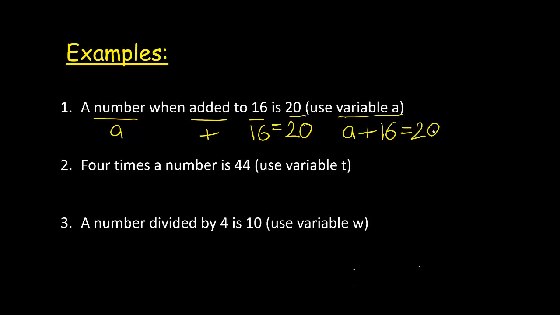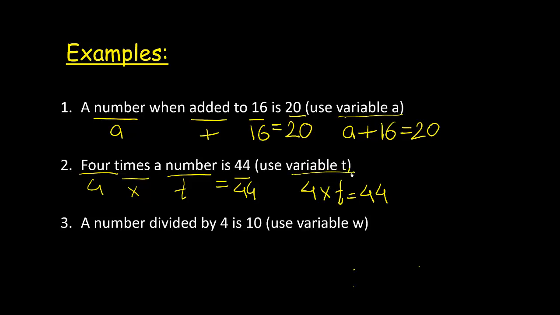Now in the next one we have 4 times a number is 44. Use variable t. 4 times a number t is equal to 44. 4 times t is equal to 44. So we didn't know the value of the number here, so we used the variable t.